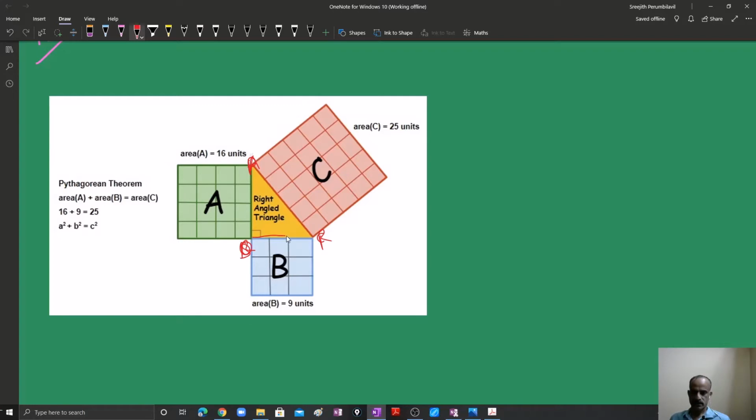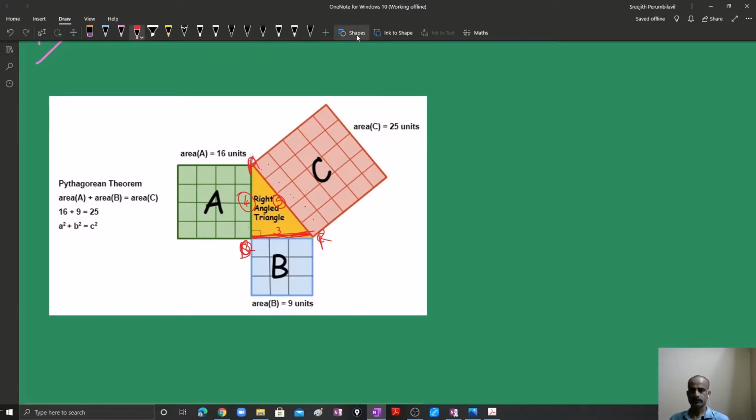This side can be considered as 3 units, so the area of the square is 9 units. This side is 1, 2, 3, 4 units, and the area of the square is 16 units. When you compare this side, 1, 2, 3, 4, 5, it is 5 units. Therefore, the area of the square is 25.